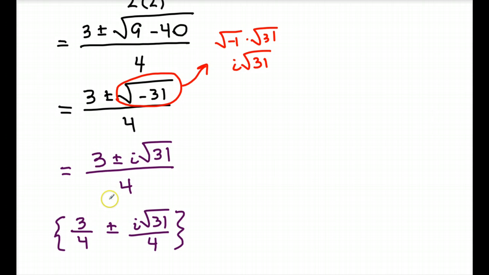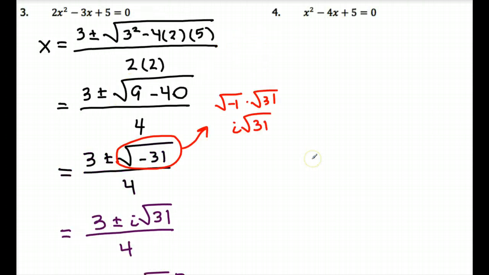Okay, let's go ahead and take a look at number 4. For this one, we have x squared minus 4x plus 5. Again, if this were on a quiz or a test, you might try to factor this, but the only factors of positive 5 are 1 and 5, and those don't add to get 4 here, so you're going to have to do quadratic formula on this anyway.